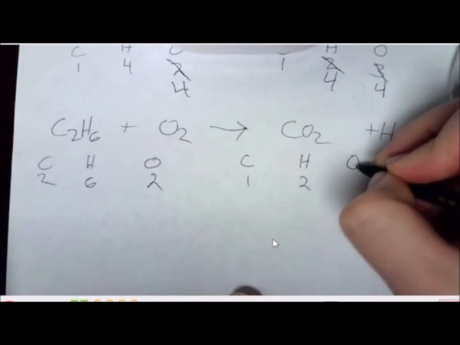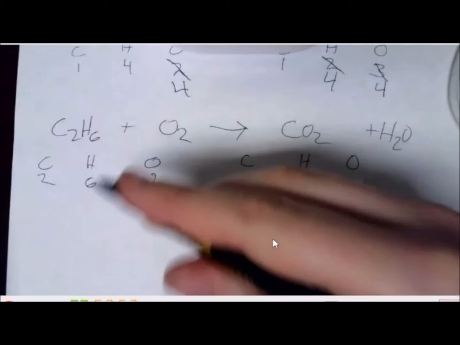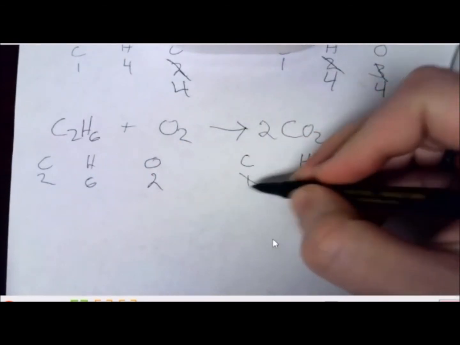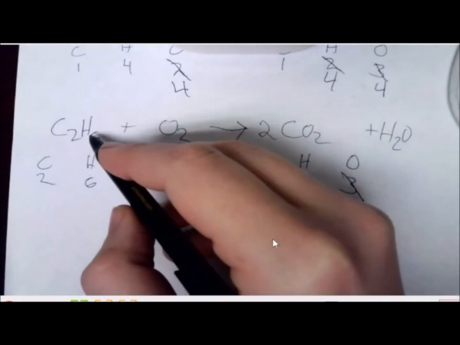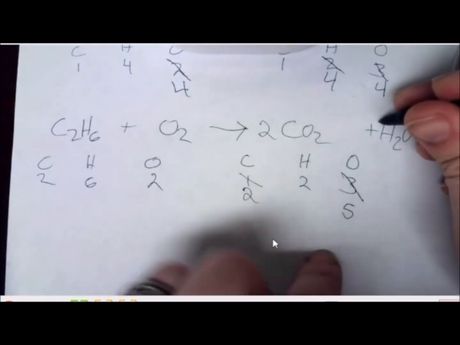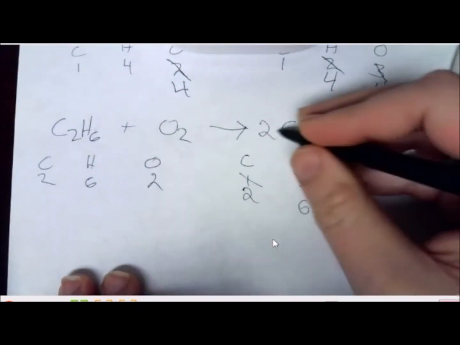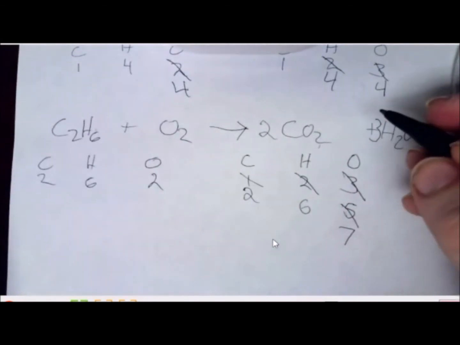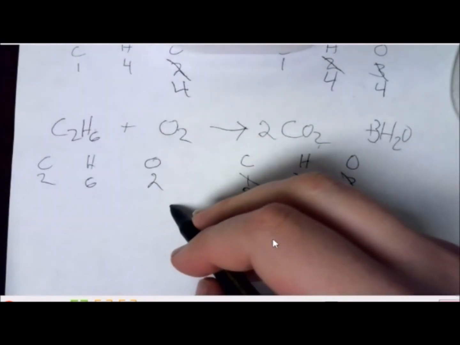Let's try another one. Okay, with this in mind, now there's 2 carbons, so I must start by doubling that. It becomes 2, and that becomes 4 plus 1, 5. Because that's 6, I need to put that as a 3. That becomes 6. 4 plus 3 is 7. Here's where we have a problem. We have an odd number of oxygens on the left and an even number of oxygens on the right.